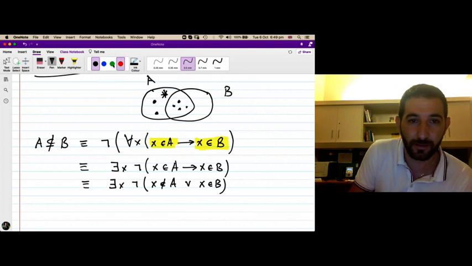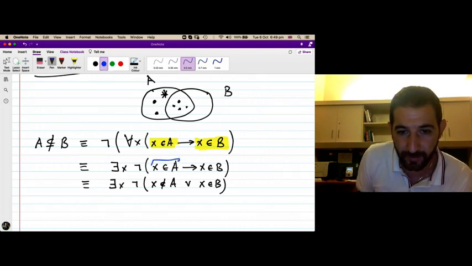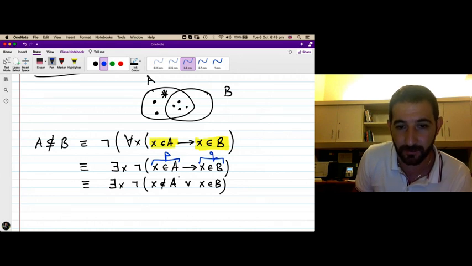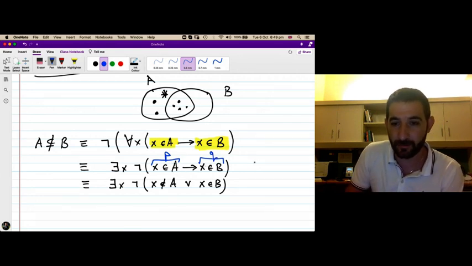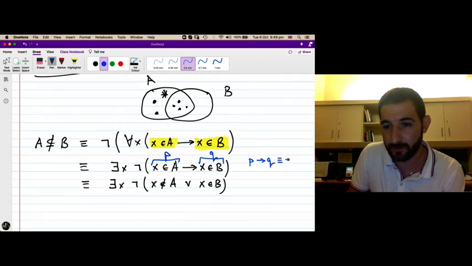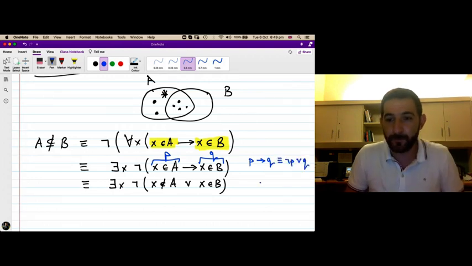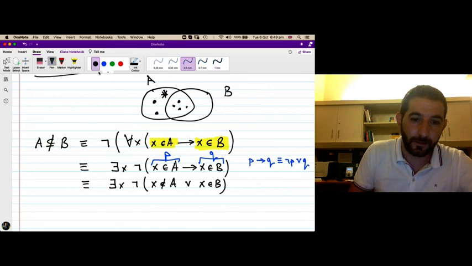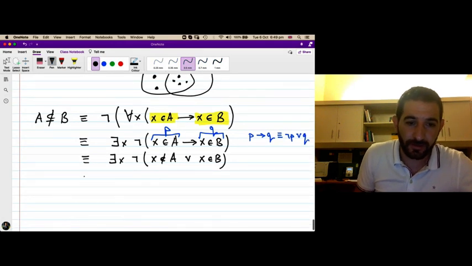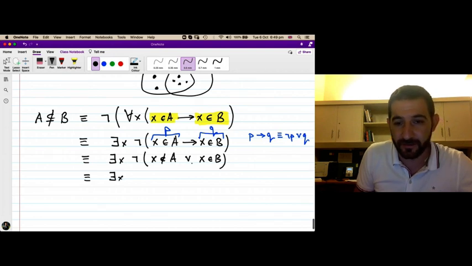Okay, so you may think of this as the hypothesis P, and this is the conclusion Q. So this is P implies Q. P implies Q is logically equivalent to not P or Q. Okay, now we use De Morgan's law. There exists an x, and now the negation of a disjunction is the conjunction of the negations.